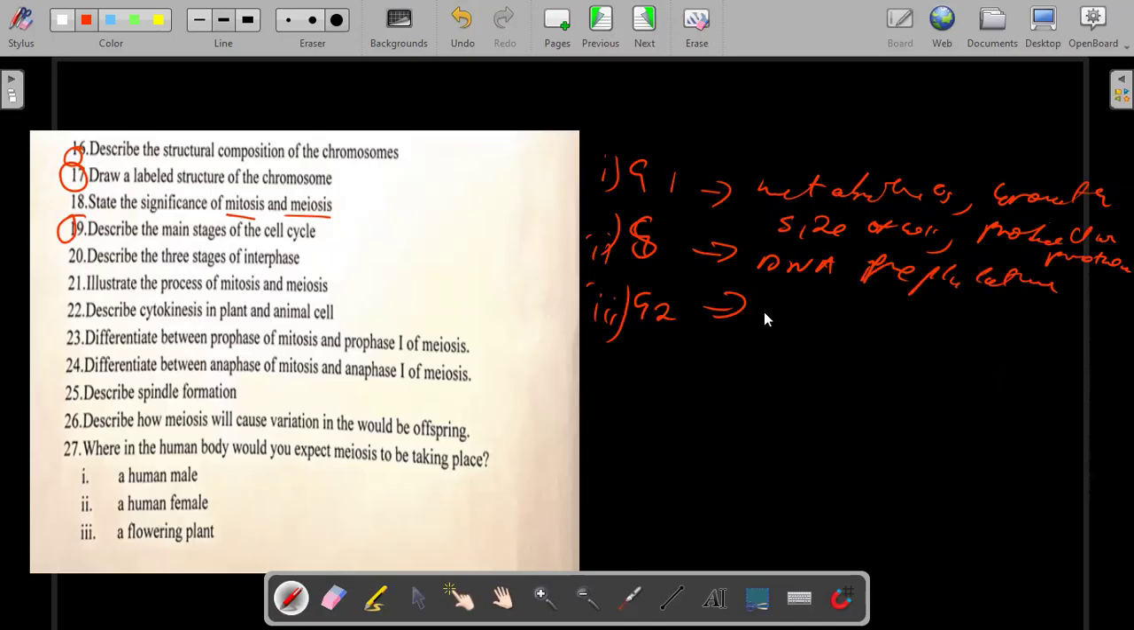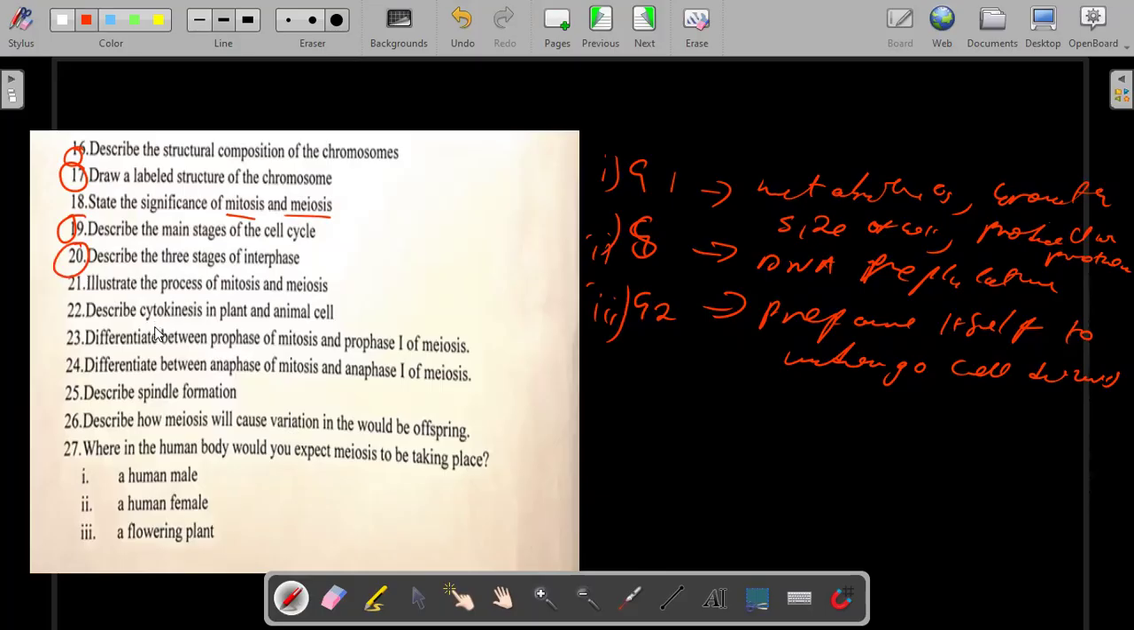Then in the G2 phase, that's where the cell will prepare itself for cell division, to undergo cell division. So the cell will prepare itself to undergo cell division. Okay, that's what you have in there. So those are the three stages of your interphase. Okay, so we've done that part.